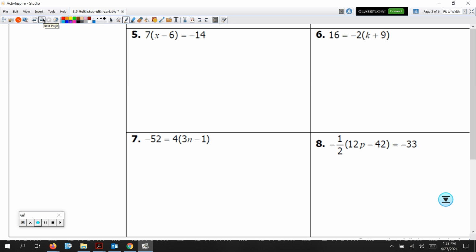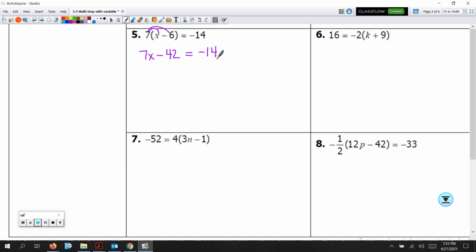All right, let's look at number 5, okay? So now I have parentheses. I actually have to distribute. That means multiply. 7 times x is 7x. 7 times negative 6. Make sure you pay attention to that sign. 7 times negative 6 is negative 42. That equals negative 14.